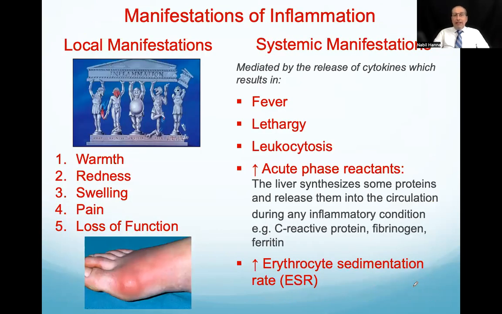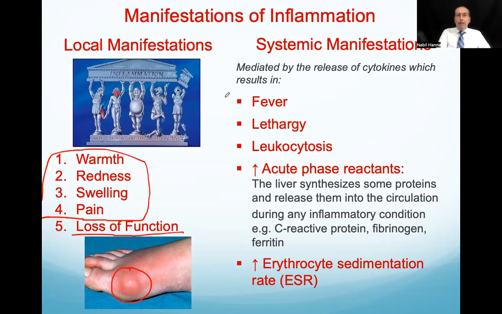So the local manifestations of inflammation, warmth, redness, swelling, pain, all result from the vasodilation and increased capillary permeability. And as a result of these local manifestations, you lose the function of this part. Like this big toe joint, this severe inflammation caused by gout, urate deposition in the joint will become red, hot, tender, swollen, the 4 local manifestations.